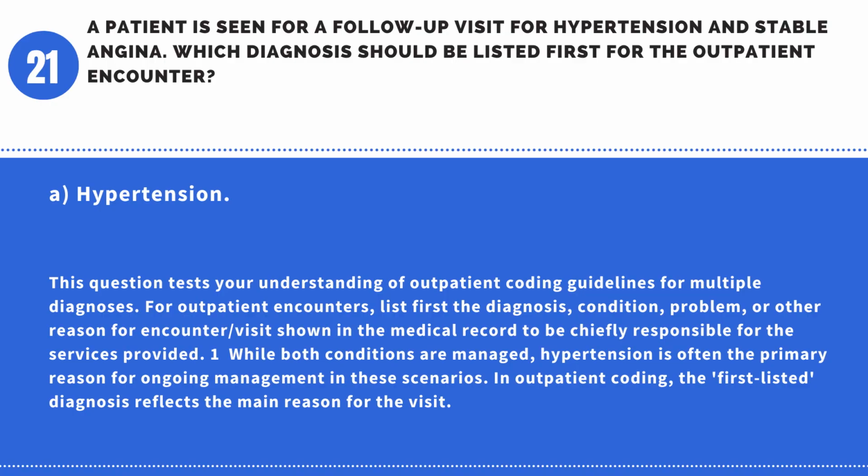For outpatient encounters, list first the diagnosis, condition, problem, or other reason for encounter/visit shown in the medical record to be chiefly responsible for the services provided. While both conditions are managed, hypertension is often the primary reason for ongoing management in these scenarios. In outpatient coding, the first listed diagnosis reflects the main reason for the visit.